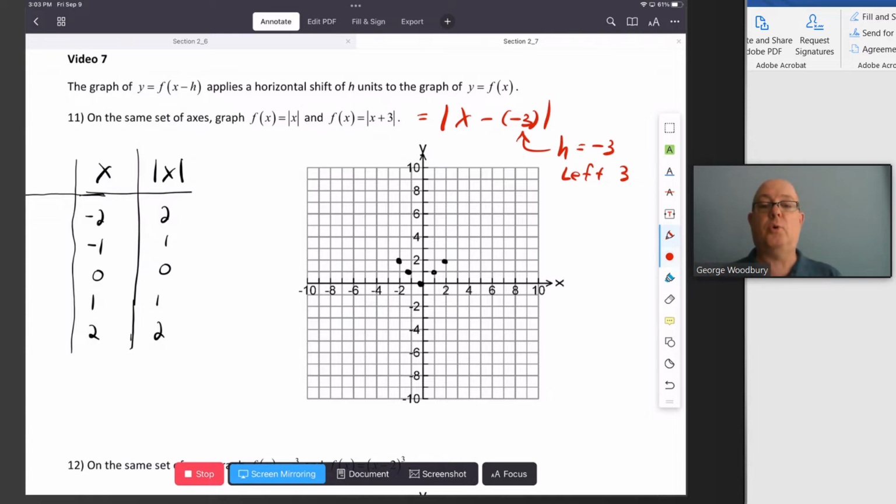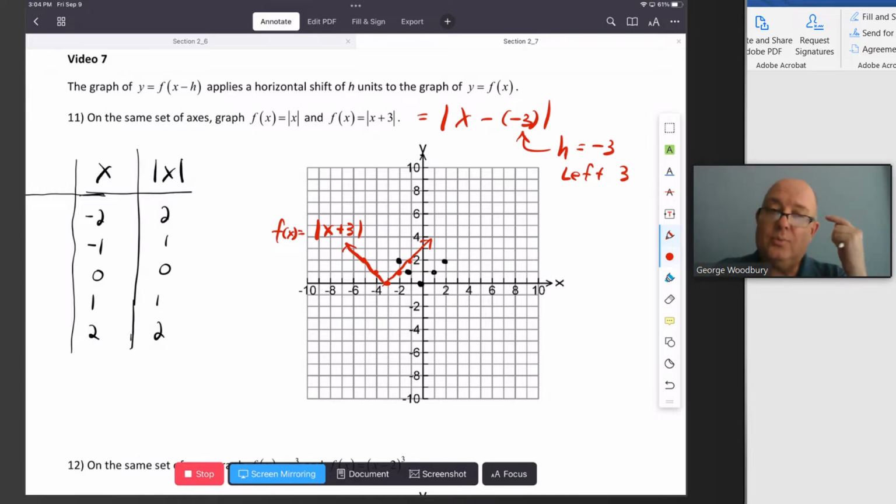So I've already got the points for the absolute value of x on the screen in black. I'm just going to move all of those 3 to the left. So 1, 2, 3, 1, 2, 3, 1, 2, 3, and so on. There is the absolute value of x plus 3. Now, I think that that's an easier way to do it if you can see the shift and just move them over.